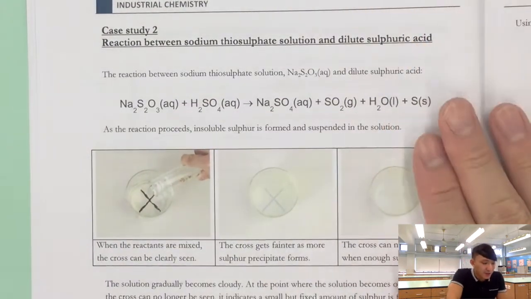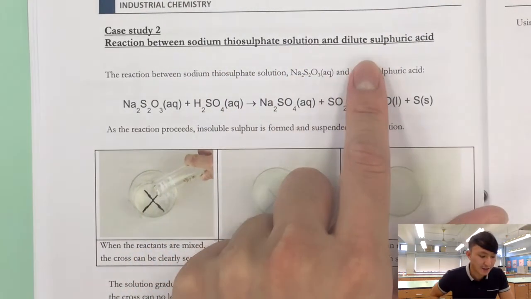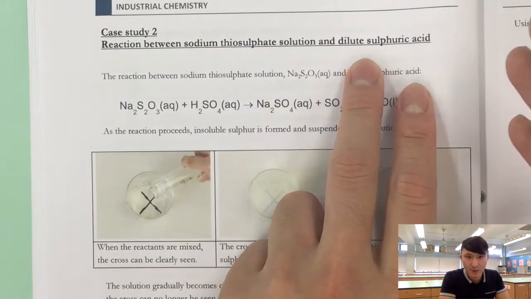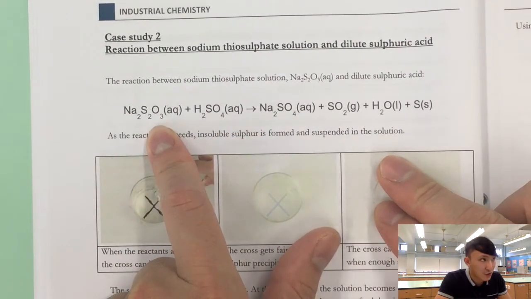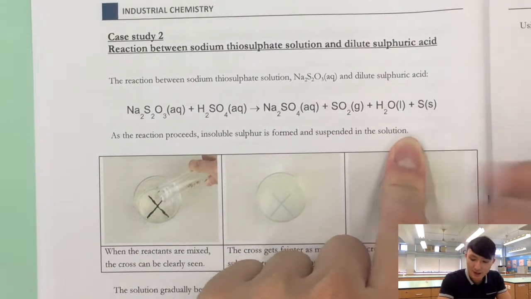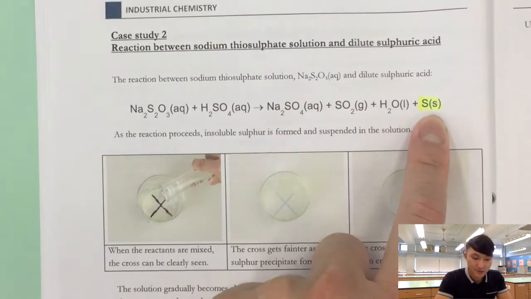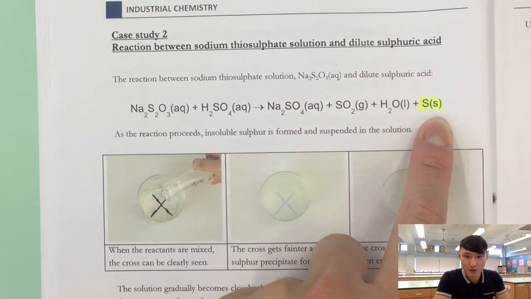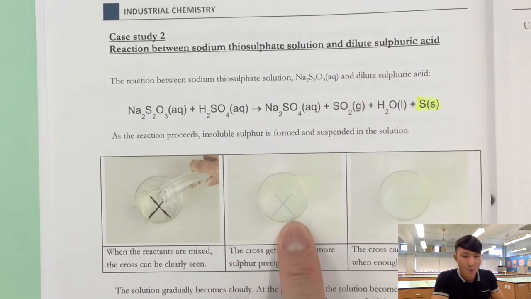Now, case study 2. So here, we want to study the reaction between sodium thiosulfate and sulfuric acid. Actually, this reaction, we have talked about it when we talked about the rate of reaction. Okay, so you see, sodium thiosulfate solution reacts with dilute sulfuric acid solution to give you a bunch of products, but the key is, of course, the sulfur solid. Now, the production of elemental sulfur is the key as to how or why the solution becomes so opaque, because sulfur is insoluble in water.